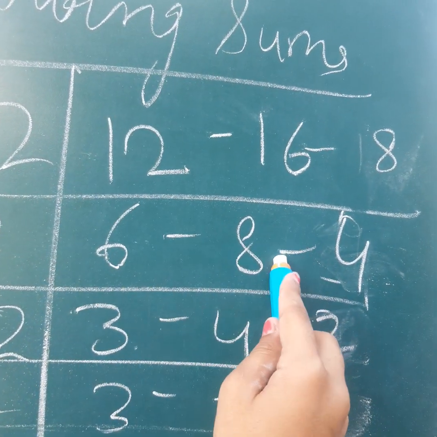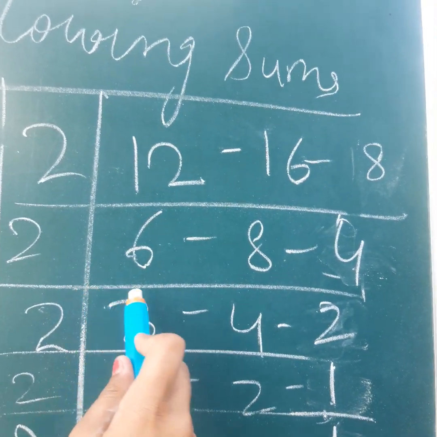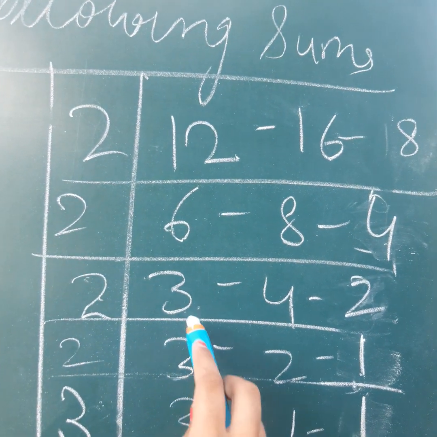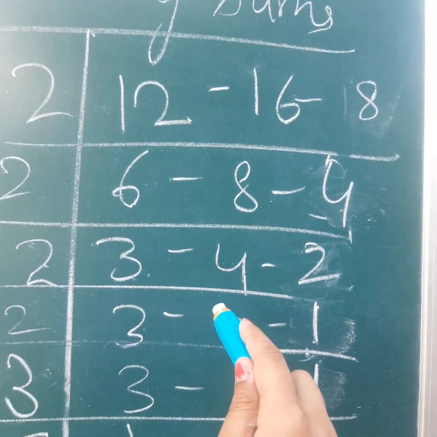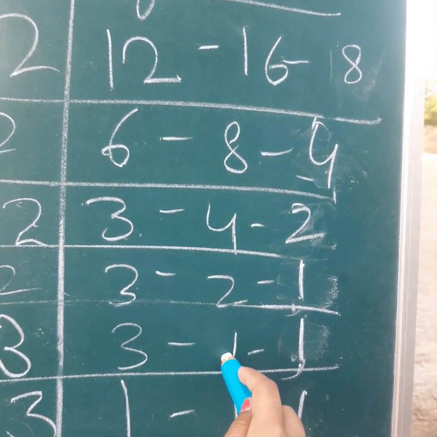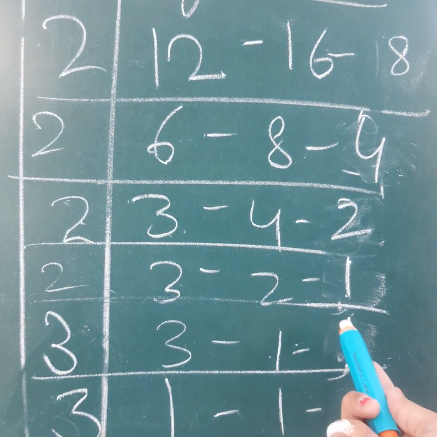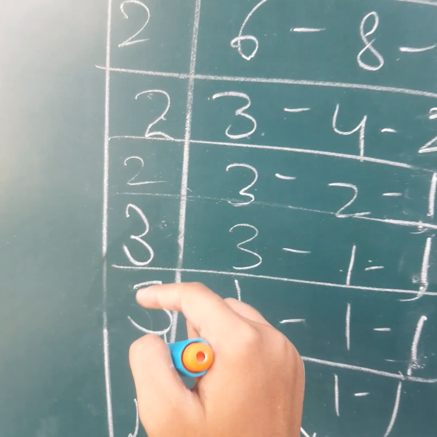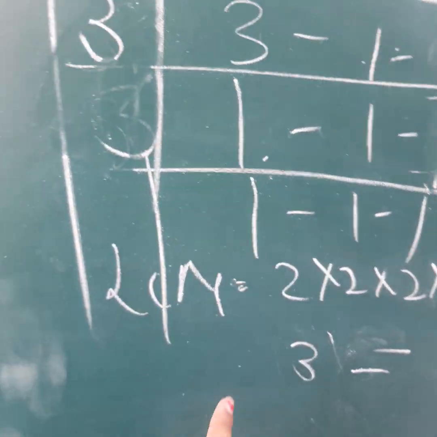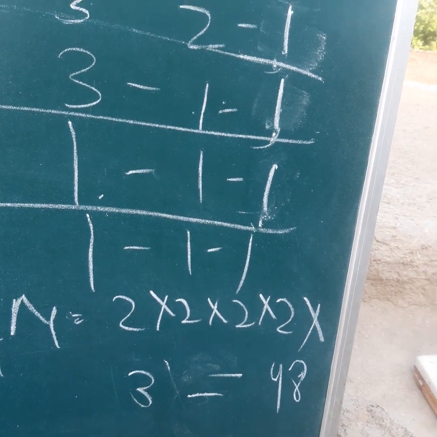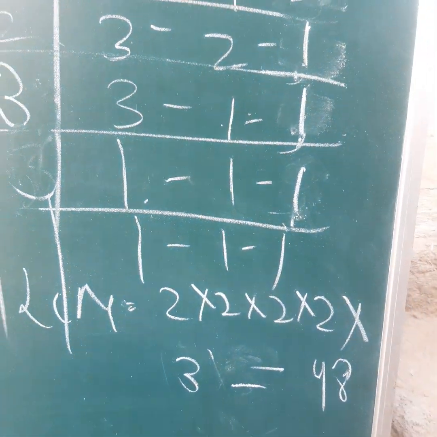2 6s are 12, 2 8s are 16 and 2 4s are 8; 2 3s are 6, 2 4s are 8 and 2 2s are 4. 2 is not divisible, so it remains the same, and 2 2s are 2, 2 1s are 2, it remains the same, and 2 1s are 2, 2 1 is 1, so 3 1s are 3. So LCM is equal to 2 multiplied by 2 multiplied by 2 multiplied by 2 multiplied by 3, which equals 48. So its LCM is 48.